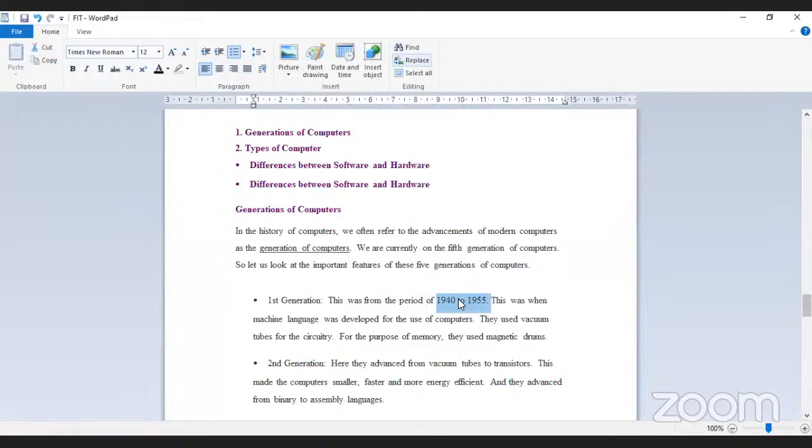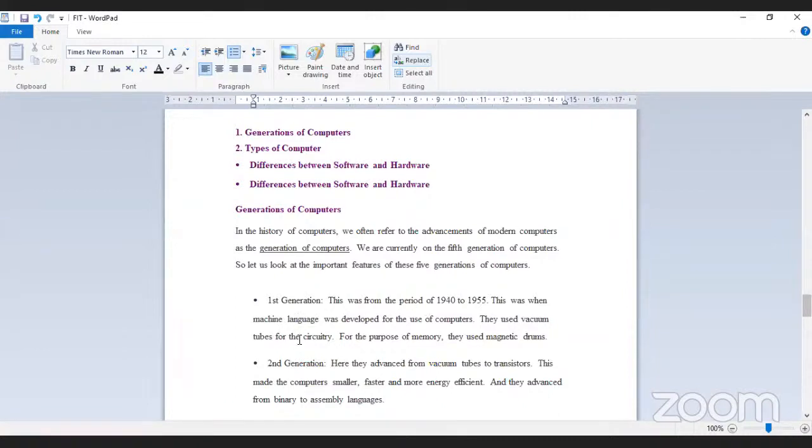This is the first era. In this generation, these years are known as the first generation. Here, which language was used by the people? Machine language. If they wanted to communicate with or use the computer, machine language was used. Basically it was in terms of ones and zeros. Binary language is there even right now. The first generation used machine language.